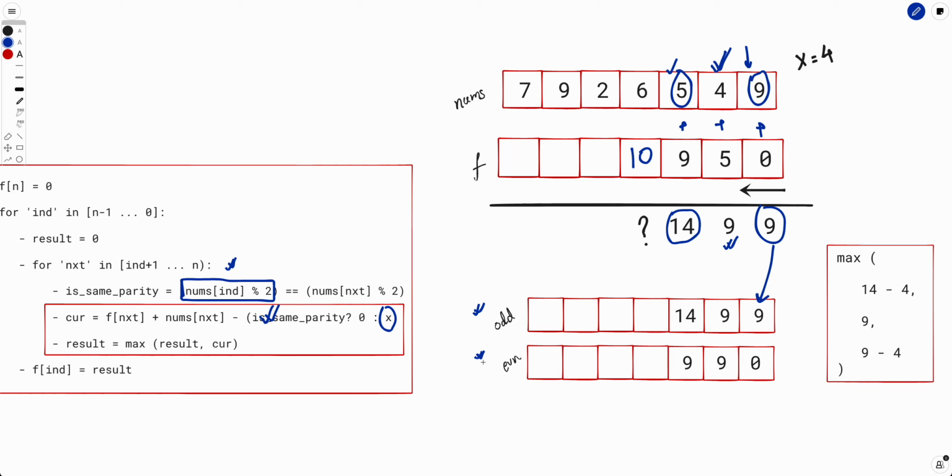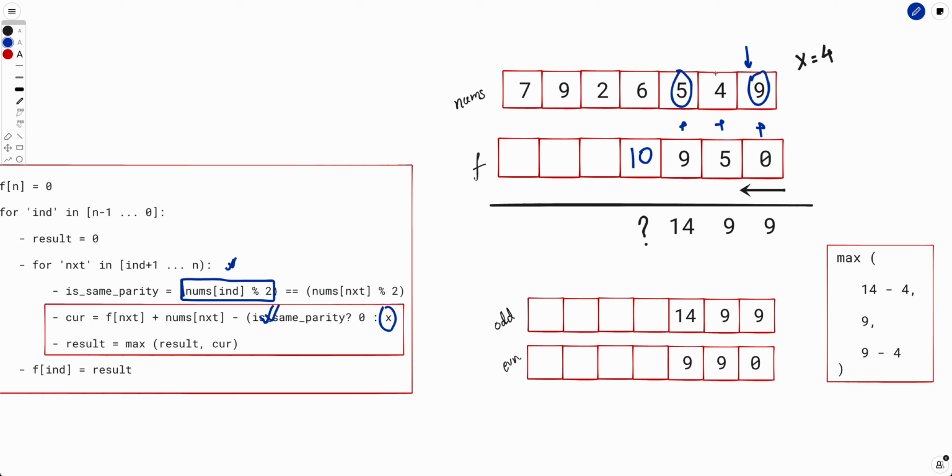Now in a similar fashion, you will compute the value of the even array as well. Notice that we'll start from this particular index, and because this is odd, you will not contribute this to the even array at all. So we didn't contribute this 9 here at all.